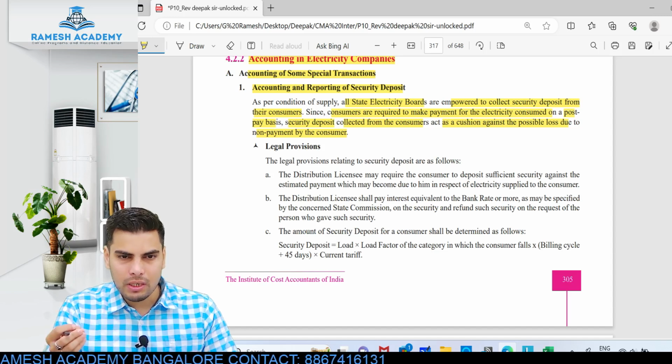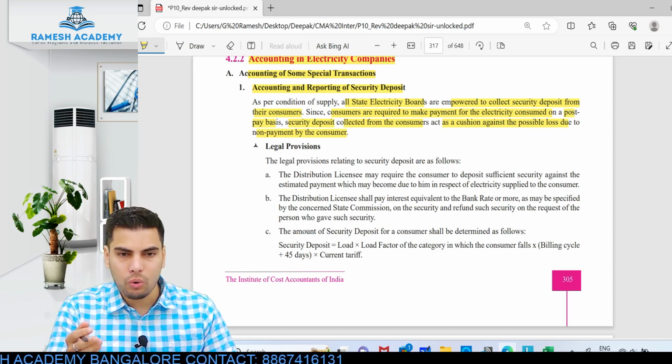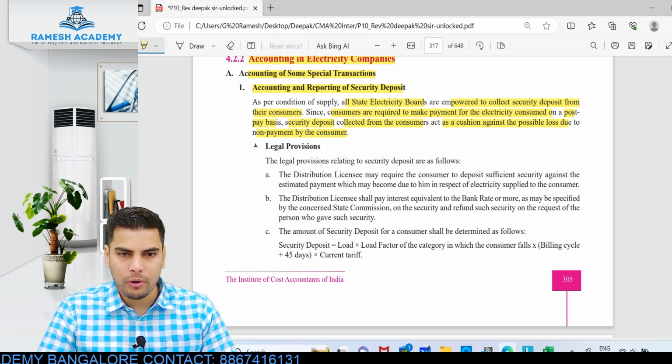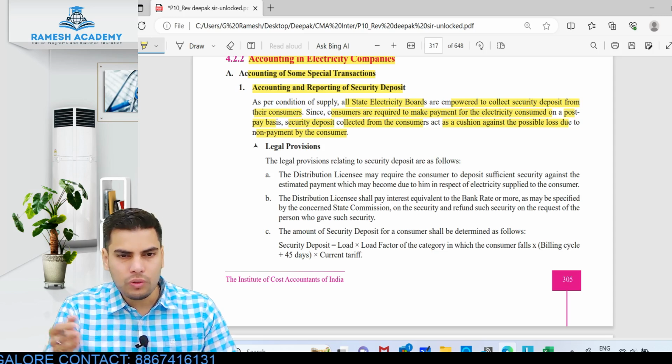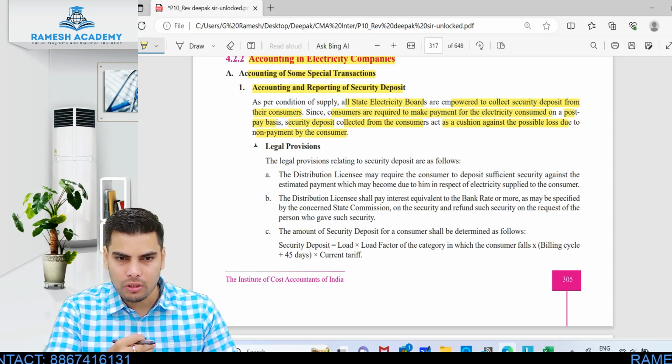Same is the case with respect to rent, guys. Why do you think the owner collects this security deposit? He collects some advance amount from you, right? Let's say for 2-3 months you don't pay the rent. The owner need not worry, because he already has this deposit money with him.